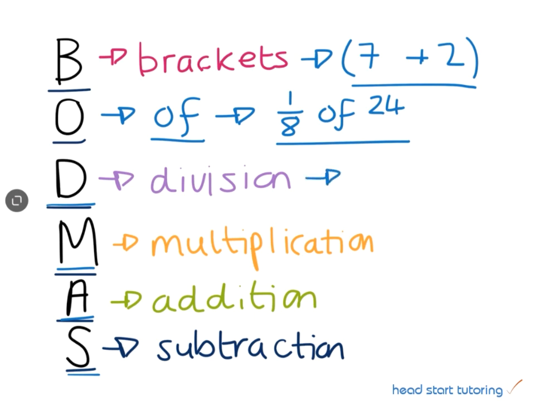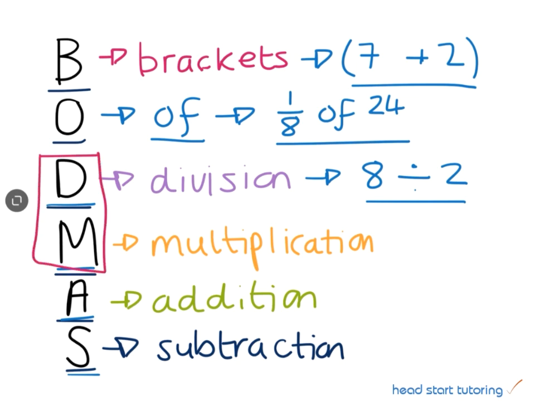Division obviously is just dividing. So we could have 8 divided by 2, and you need to do that before you do addition and subtraction. And the reason that you don't necessarily need to do it before multiplication is because division and multiplication actually have equal weighting. So in BODMAS, division and multiplication have equal weighting, as do addition and subtraction. So whichever one comes first.